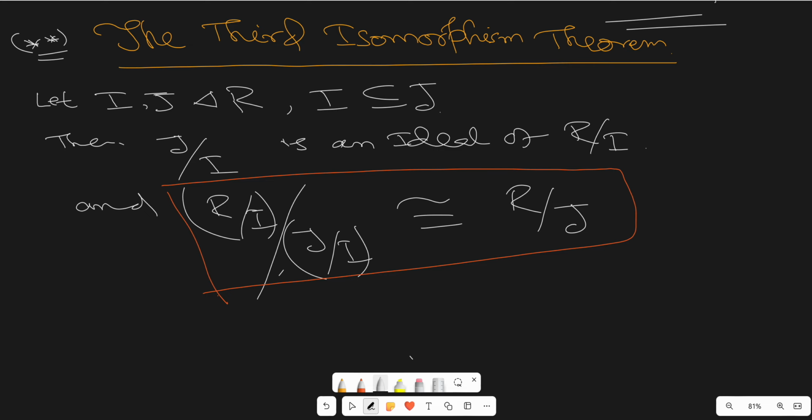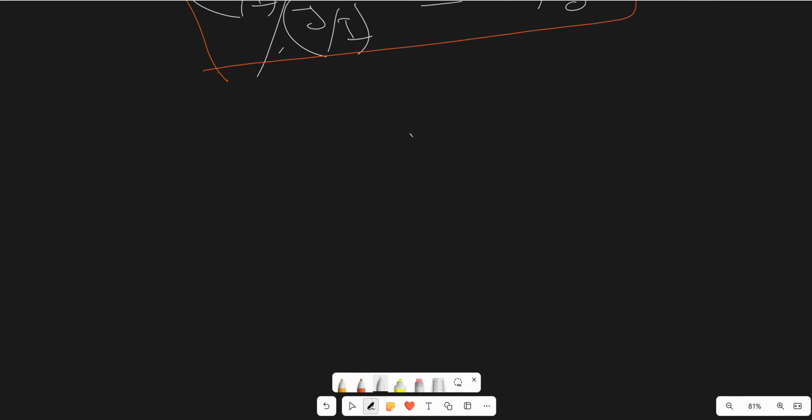I and J are two ideals and I is contained in J, which means one ideal is contained in another. Then you can define J mod I, because J is bigger and I is smaller, and I is also an ideal of J. So it is an ideal of R mod I. If it is an ideal of R mod I, you can define R mod I quotiented by J mod I, and this is isomorphic to R mod J. This is called the third isomorphism theorem. So I will prove it.